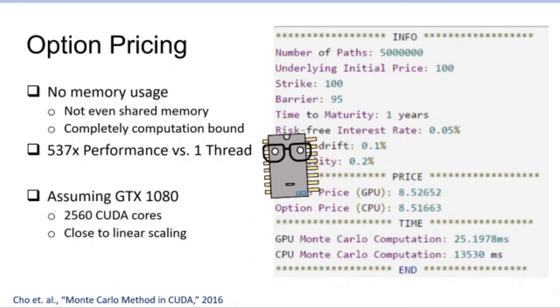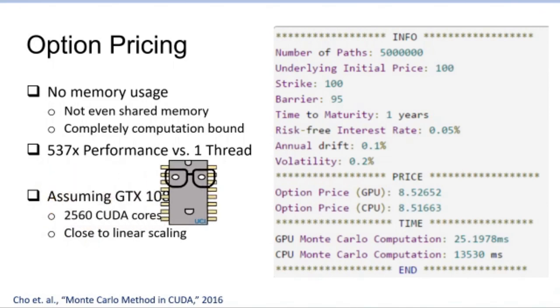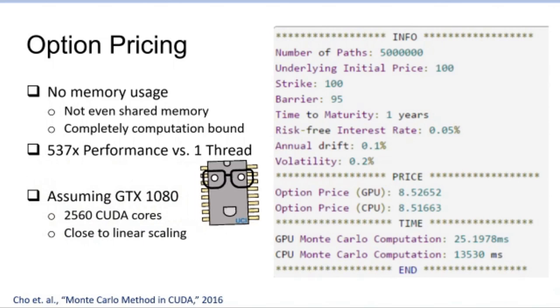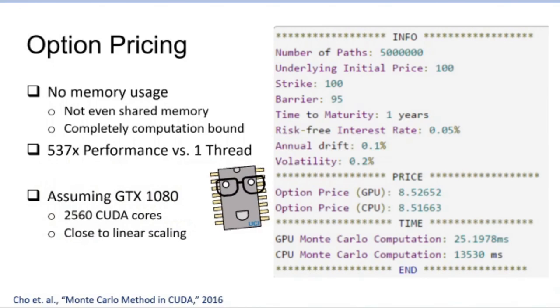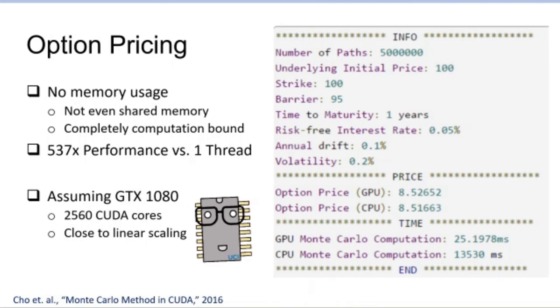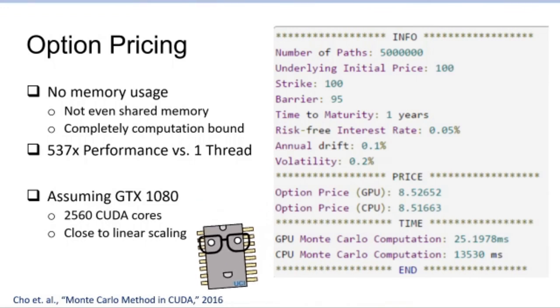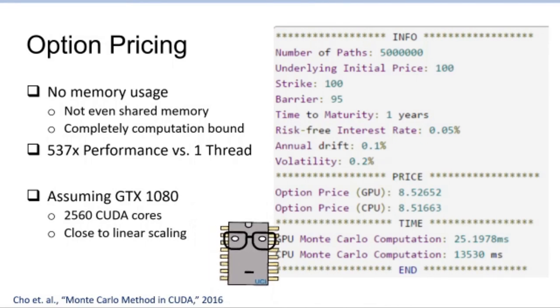So in this example, compared to the good GPU and the good CPU that they were using as comparisons, they were getting roughly 537x performance improvement compared to a single thread, which is pretty good compared to things like matrix multiplication. Taking into consideration the relative weakness of each CUDA core compared to a CPU core, they were seeing pretty much linear scaling with more CUDA cores. So yeah, that's good.